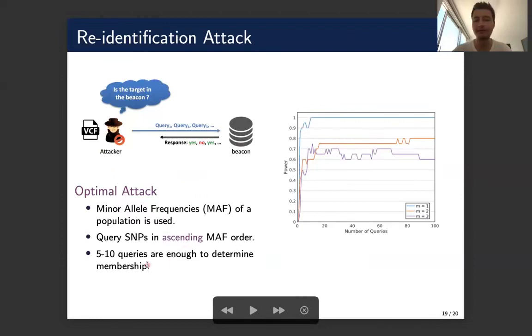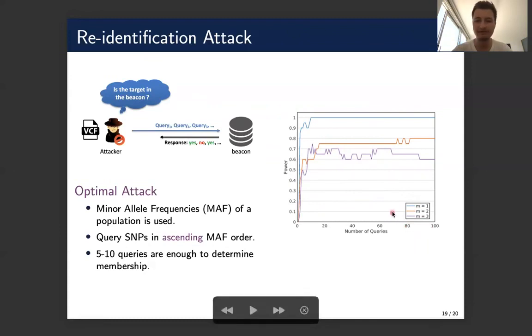And you can see the result of the membership inference part. On the x-axis, we have the number of queries, and on the y-axis, we have power. Here, power implies the confidence level of the attacker. Power 1 means that the attacker can say with 100% confidence whether this victim belongs to that beacon or not. Here, we have 0.8 power with 2 related donors and 0.7 power with 3 related donors, which are, I think, successful results for that part.